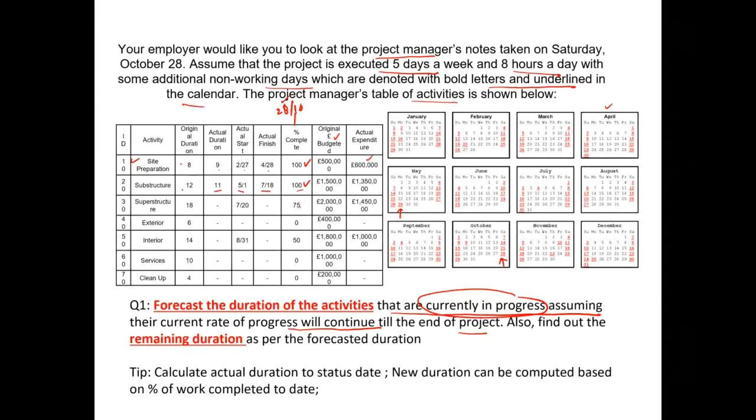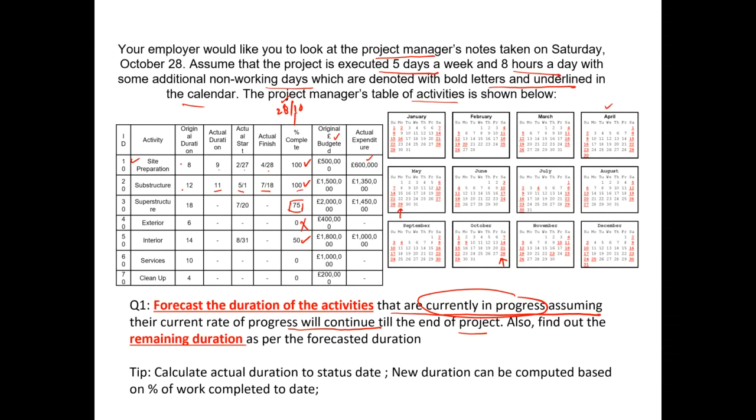On the reporting date, superstructure is an activity which is in progress. That's why indicated by 75. Exterior is an activity which is not in progress, it has yet not started. And interior is the second activity which is in progress. Right.